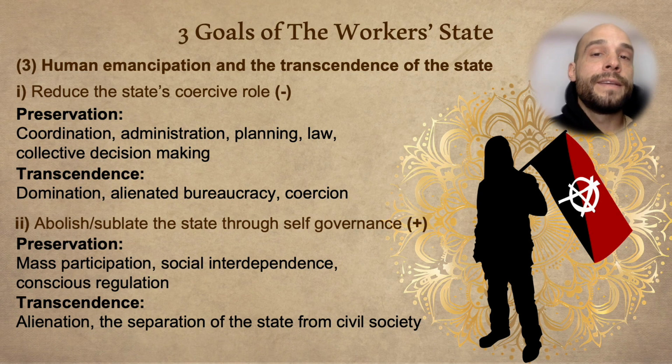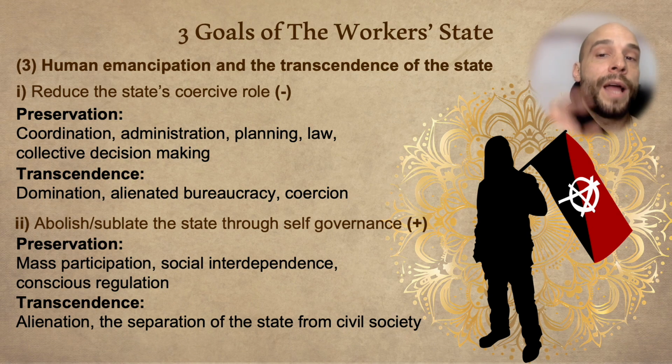What's transcended is alienation. Political power no longer appears as something external to individuals. Administration becomes a shared social function. Decision-making migrates into democratic institutions embedded in everyday life: workplaces, communities, councils, and associations. This is the abolition of the separation or contradiction between the state and civil society.